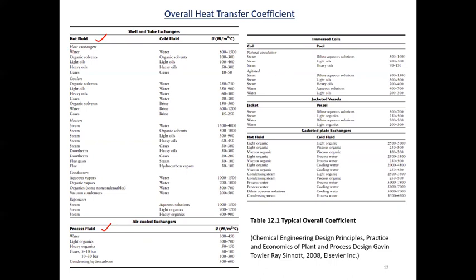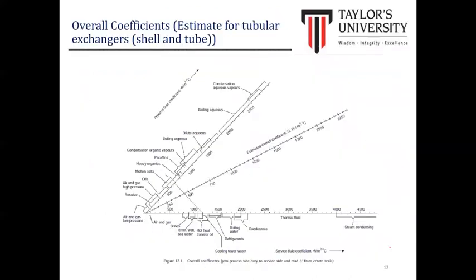For example, if your hot fluid is hot water, you may use a range of U from 800 to 1000 to 1500, followed by other types of hot fluid, or if your process fluid is based on an air-cooled exchanger. If we use cool water, you may use this range to estimate the value of the overall heat transfer coefficient. So you may refer to the table of typical overall coefficients from this reference book.